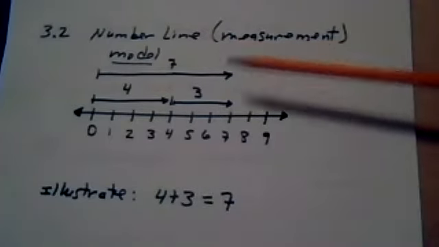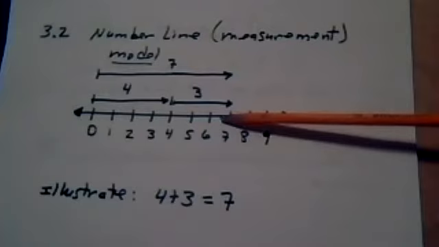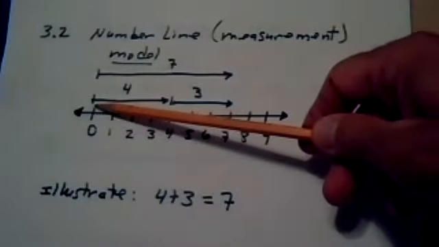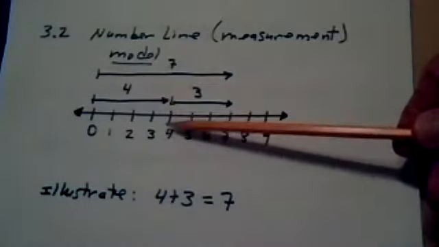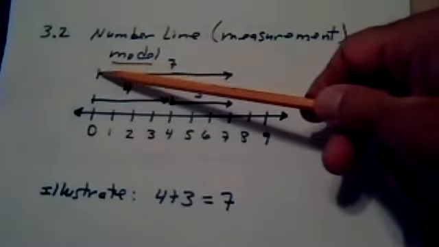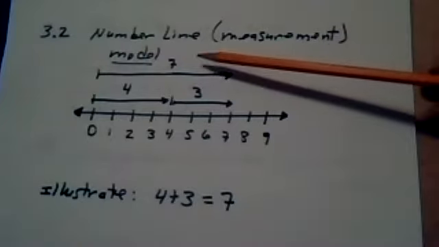So one thing, make sure that the arrows that you're going to draw are not on the line, they're on top of the line. So we're going from 0, you always start from 0, move up 4, and then move up 3. So we've moved a total of 7 spaces. So 4 plus 3 is 7.